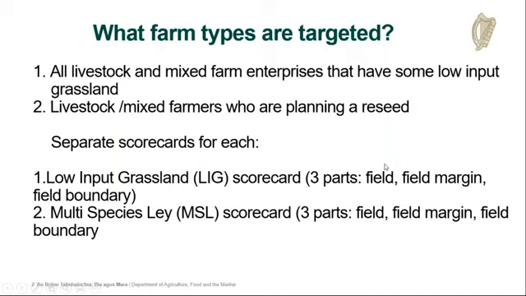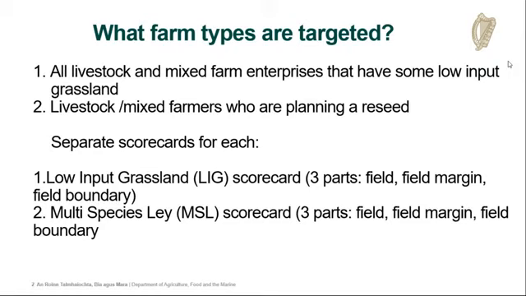So what farm types are targeted, first of all? So it's all livestock and mixed farm enterprises that have some low input grassland. Or it's livestock mixed farmers who are planning a reseed. It could also be farmers who have already put in a multi-species lay within the past couple of years.